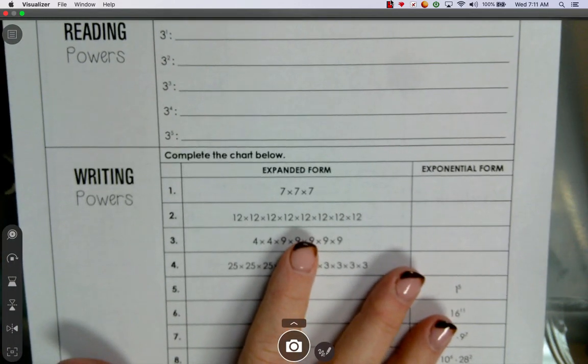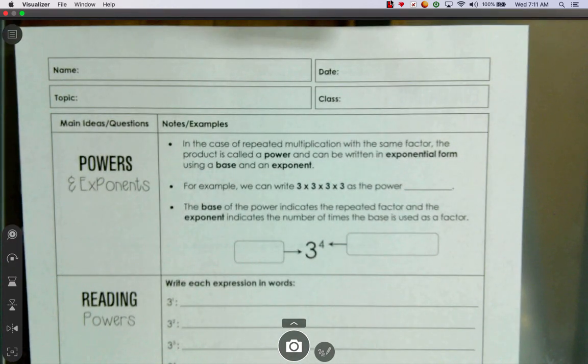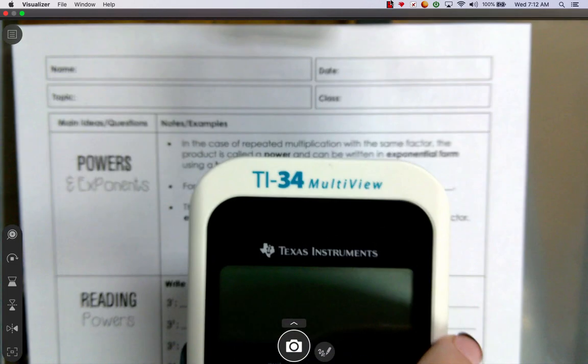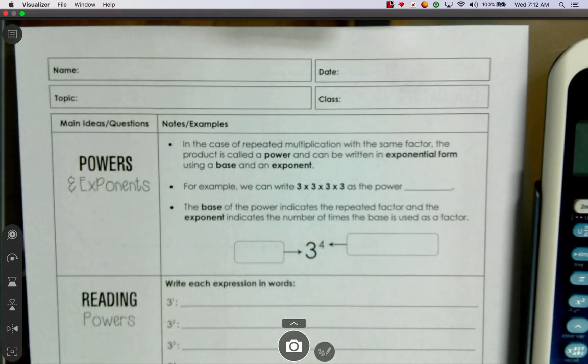Okay, guys, the first thing I want to say about our notes is to make sure you have a pencil. Make sure you have a highlighter, a yellow highlighter. And you may also get out your calculator, okay? Because we're going to do a couple of things today. We're talking about powers and exponents, okay?